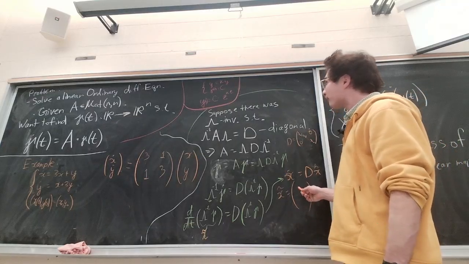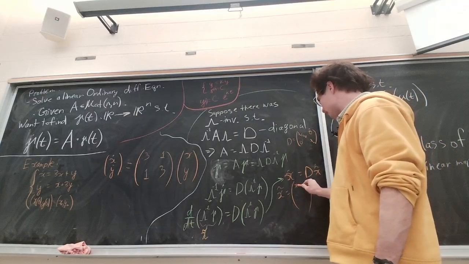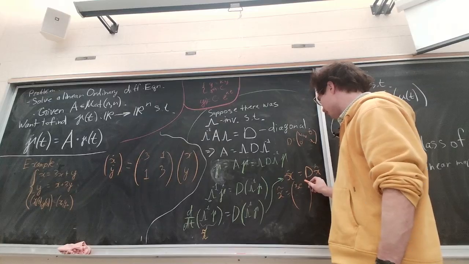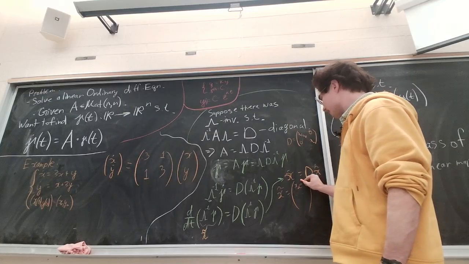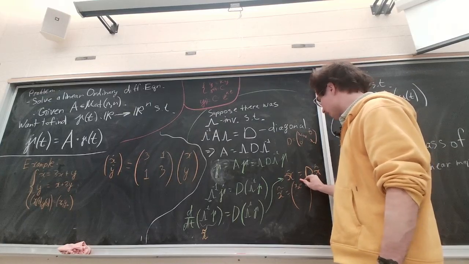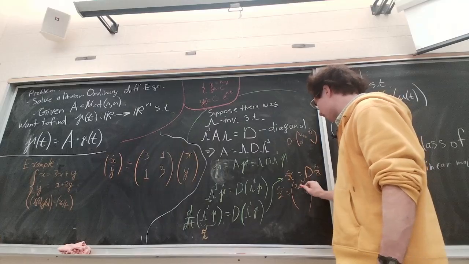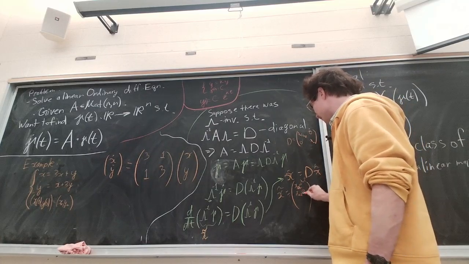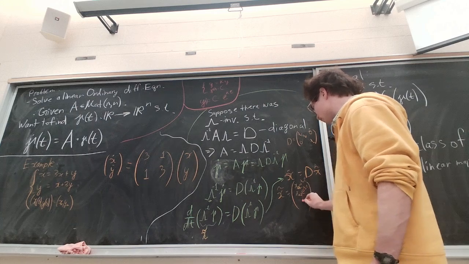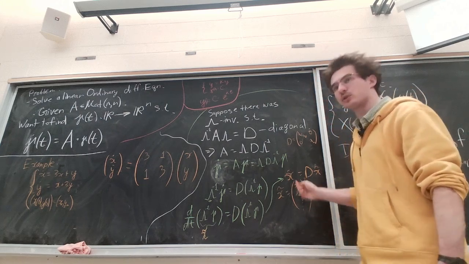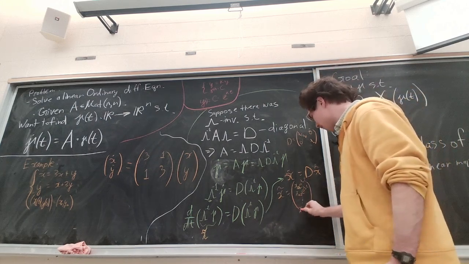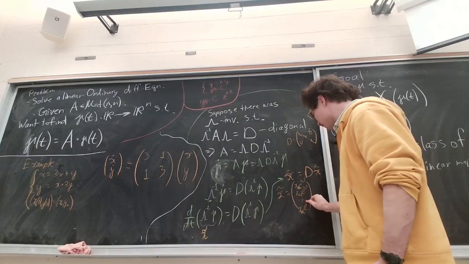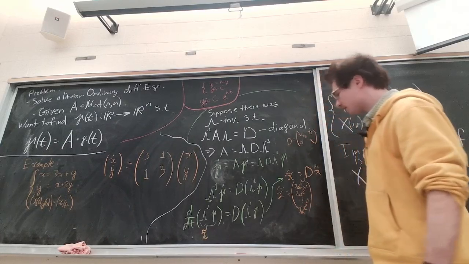It's x1 times e to the lambda 1 t. So this is x01 e to the lambda 1 t, this is x02 e to the lambda 2 t, dot, dot, dot, and x0n e to the lambda n t. Do you agree? So I know the solution to this explicitly.